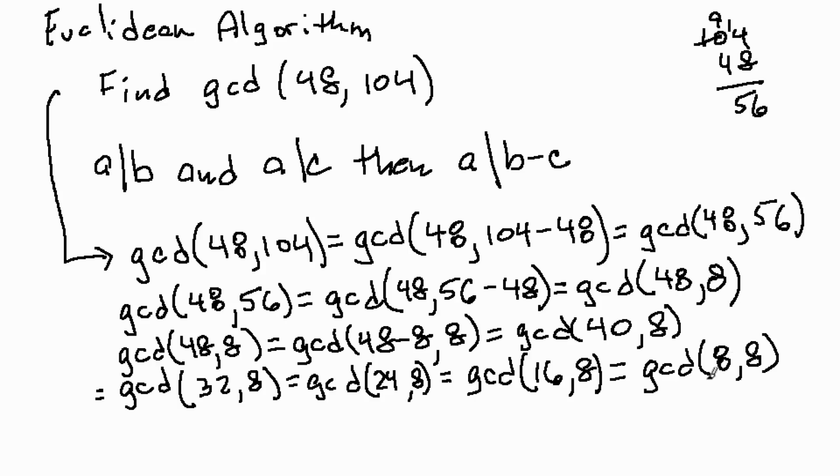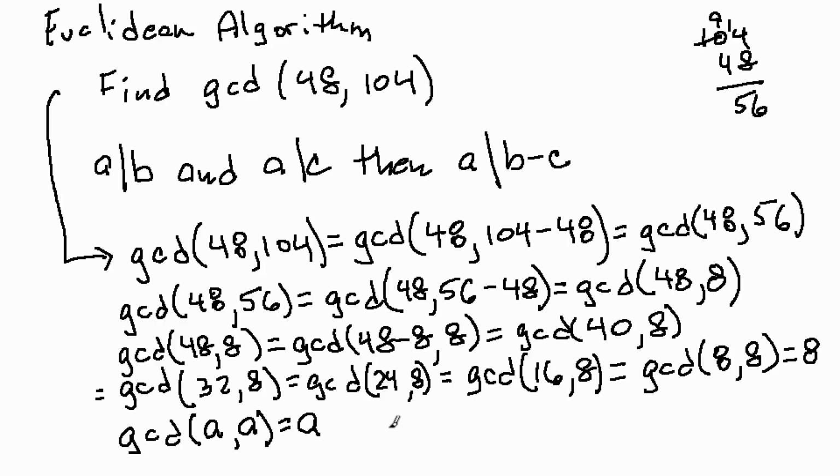And I think one thing that should be clear at this point is that whenever I'm taking the greatest common divisor of two numbers that are exactly the same, it's just that number. So I get this number right over here. Okay, the original problem, the GCD of 48 and 104 is equal to the GCD of 8, comma 8, and that's equal to 8. So one of the things you need to remember here is that the GCD of any A, comma A is just equal to A.